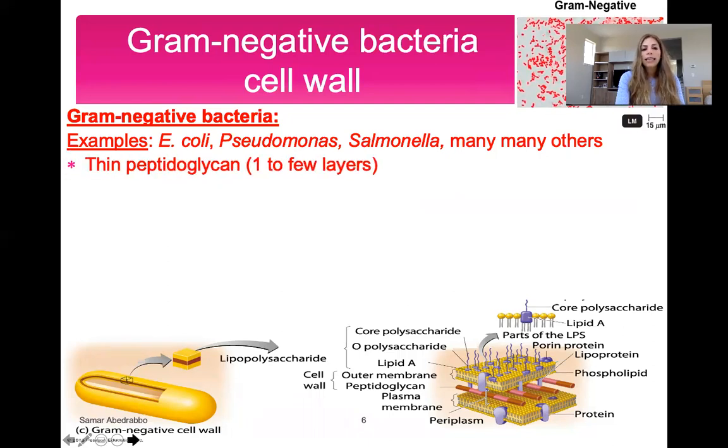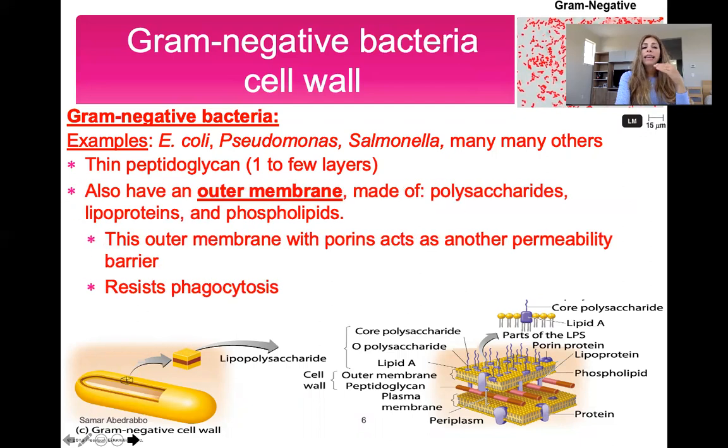And with these, they have a thin peptidoglycan, usually one layer, and they also have an outer membrane. So with gram-negative bacteria, they have their regular cell membrane. All cells have a cell membrane. And then outside of that, they have just one layer of peptidoglycan. And then in addition, they have an outer membrane.